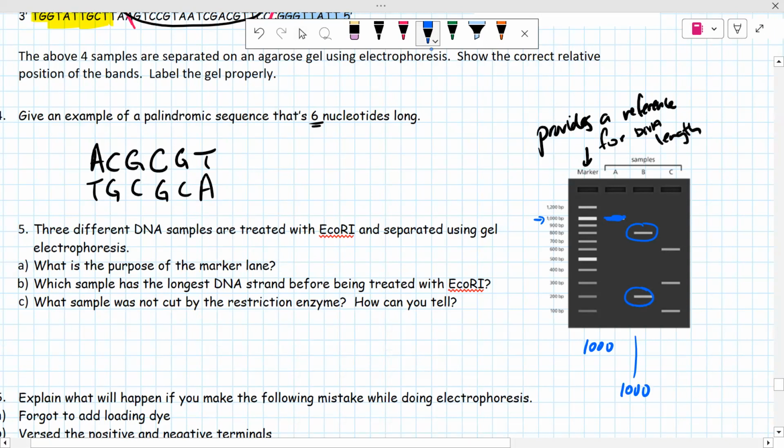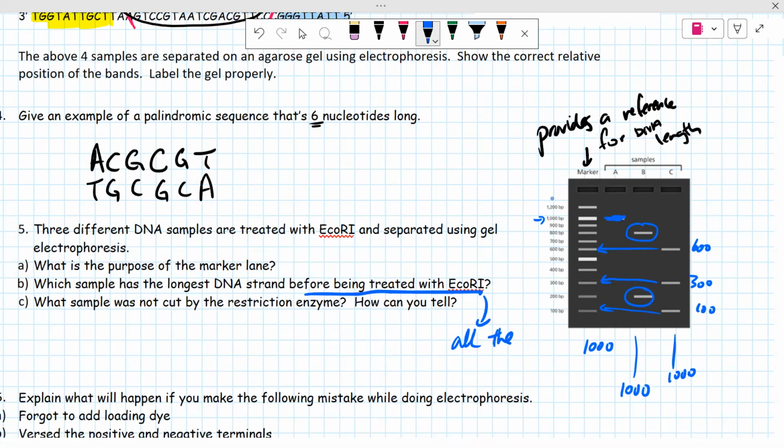Over here, you just read over, right? 600 plus 300 plus 100, which is also 1,000. So before being treated with EcoR1, they were all the same size. They're all 1,000 to begin with.